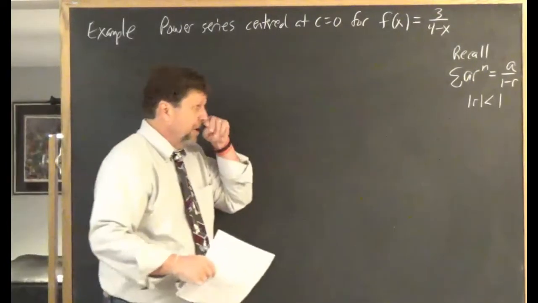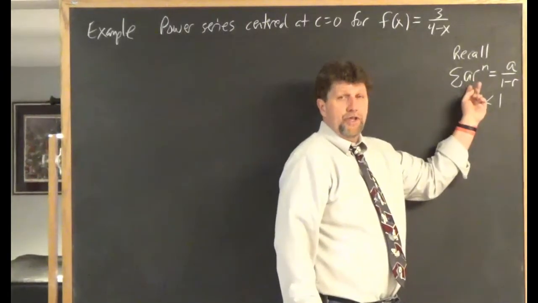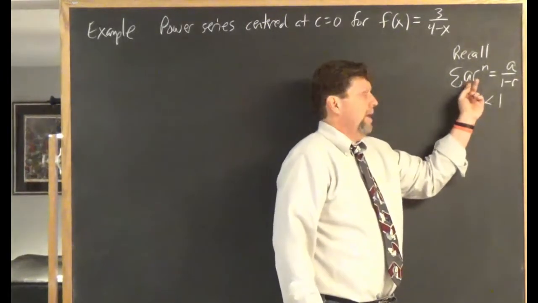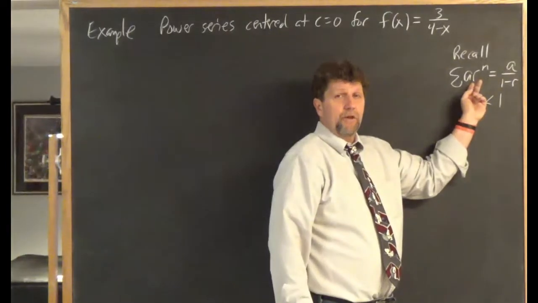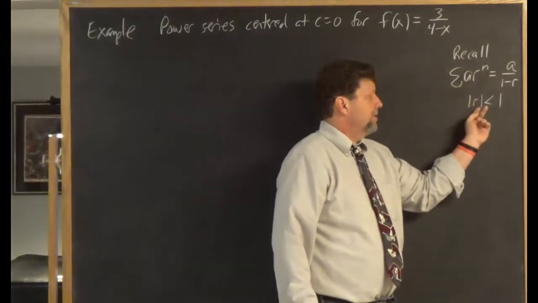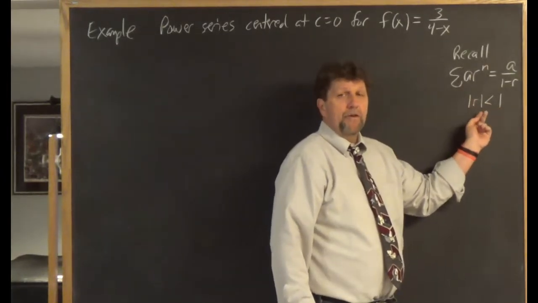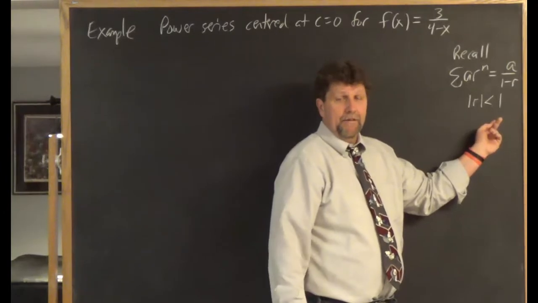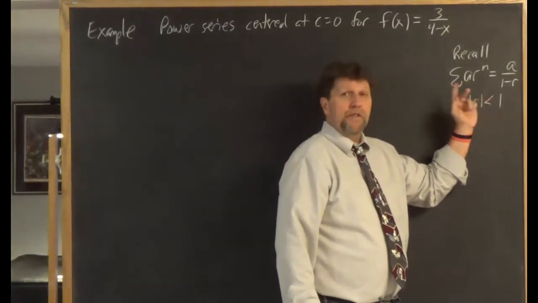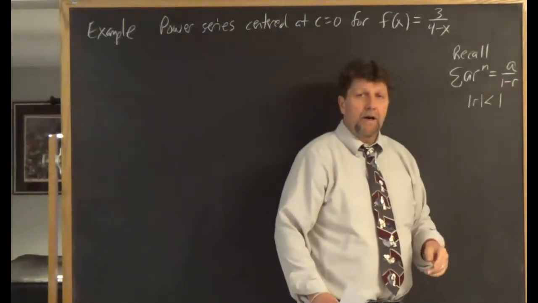Now I made a little note over here. Recall this was the general form of a geometric series. We know the geometric series converges. In fact, it converges absolutely when the absolute value of r is less than 1. And when the absolute value of r is less than 1 and it converges, we know the sum of the geometric series is a over 1 minus r.